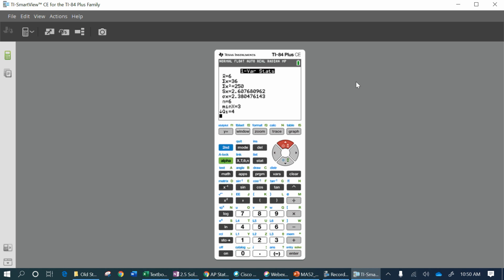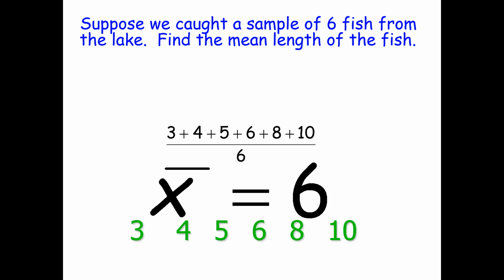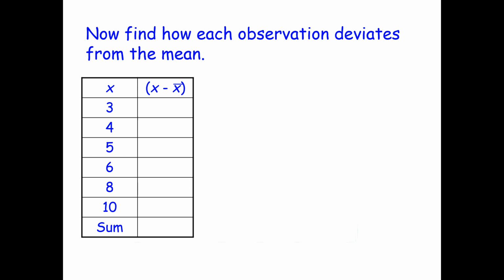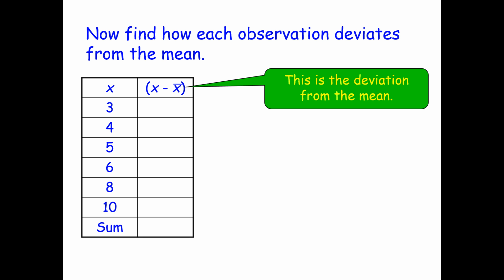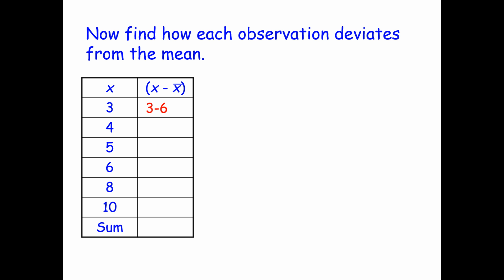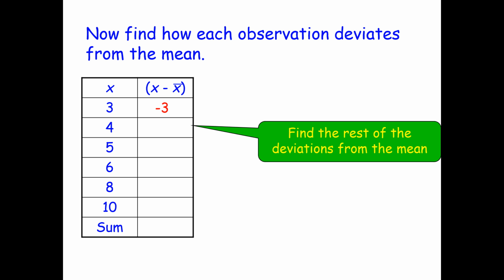But it's still important to make sure that you know the equation. So now we're going to find how each observation deviates from that mean. We're going to take our x minus our x bar. This is the deviation from the mean. So I would take 3 minus 6, and that would give me -3. I want you to go ahead and find the rest of the deviations from the mean. I'm going to push pause and do that. When you're done, push play, and let's see if you're right.